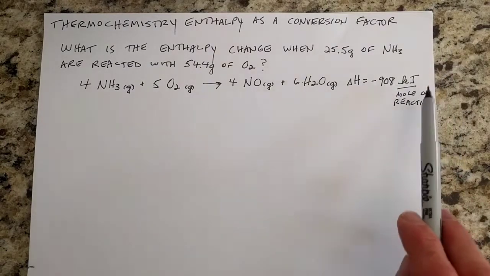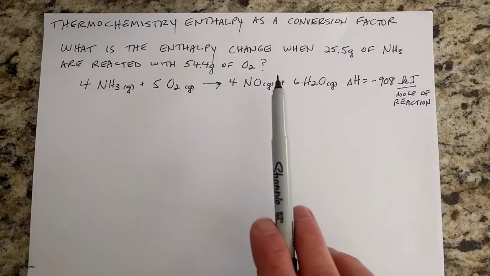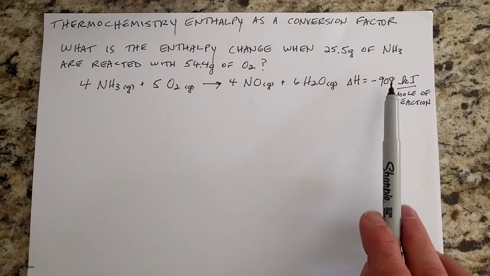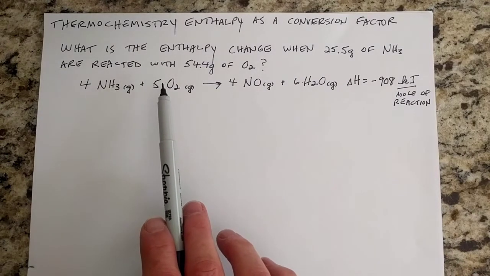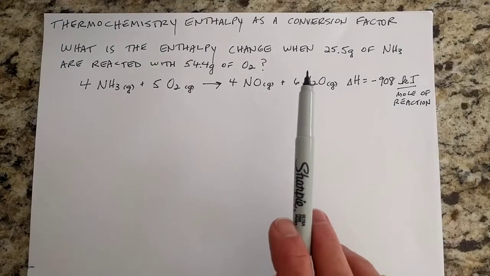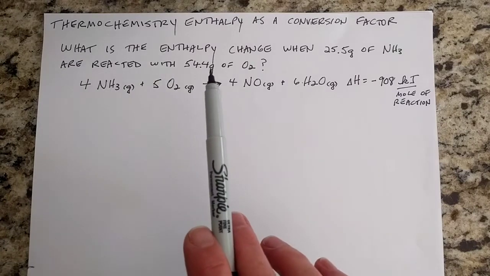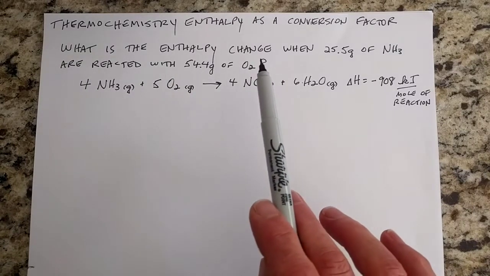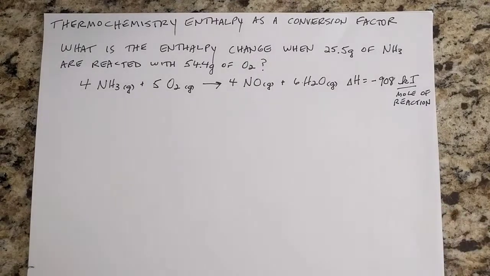So that means that this delta H is a conversion factor for each and every species of the reaction. There's negative 908 kilojoules for every 4 moles of NH3, for every 5 moles of O2, for every 4 moles of NO, and for every 6 moles of H2O. All right, so I strongly encourage you to pause the video at this point and try to do the problem on your own, and then check back and see how well you did.